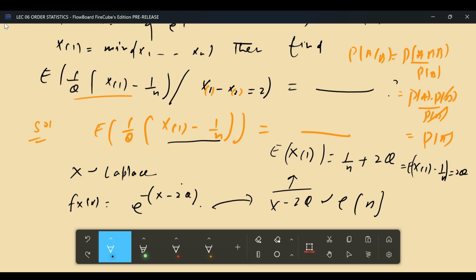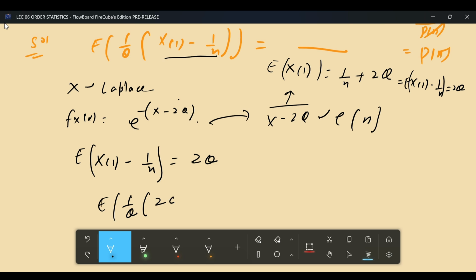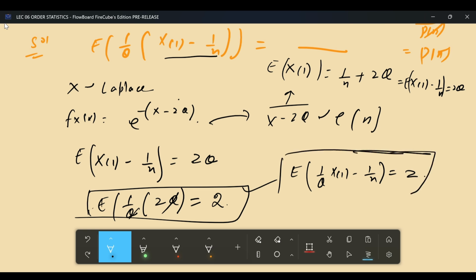See, the expectation of x1 minus 1 upon n is equal to 2 theta. So expectation of 1 upon theta into 2 theta is equal to the expectation of a constant, which is constant, that's 2. I hope you remember this and you got this. So the expectation of 1 by theta times (x1 minus 1 upon n) is equal to 2.